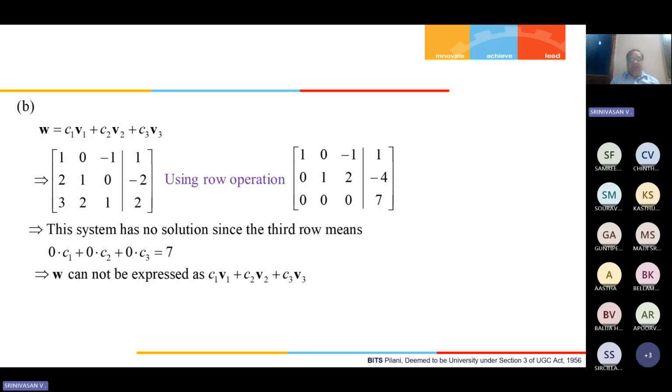Now, the system has no solution since the third row means, if you just look at this, what does it mean actually? This is 0 into C1 plus 0 into C2 plus 0 into C3, whereas on the right hand side, you are having 7. It is not equal. So the system has no solution, since the third row means 0 into C1 plus 0 into C2 plus 0 into C3 equal to 7, which is meaningless, isn't it? It cannot be. Therefore, W cannot be expressed as C1 V1 plus C2 V2 plus C3 V3.